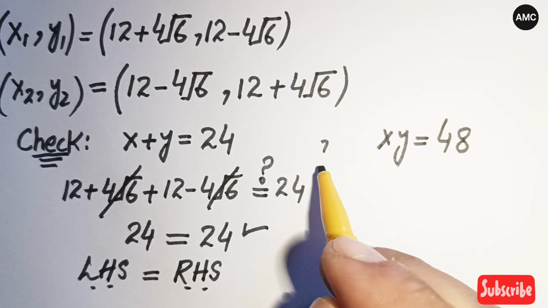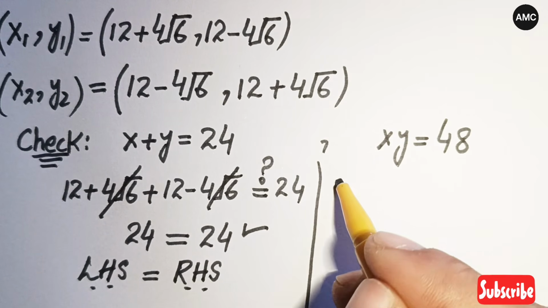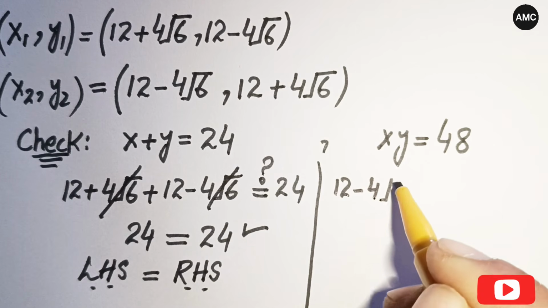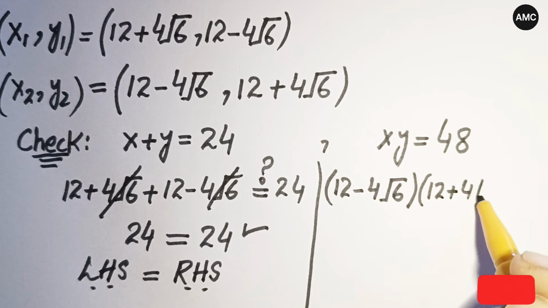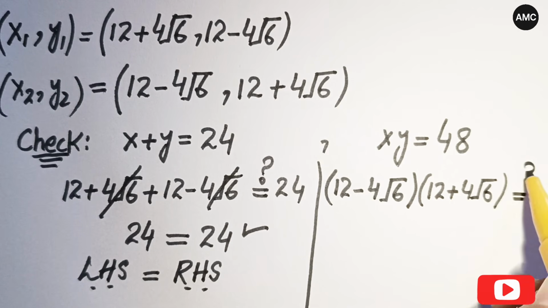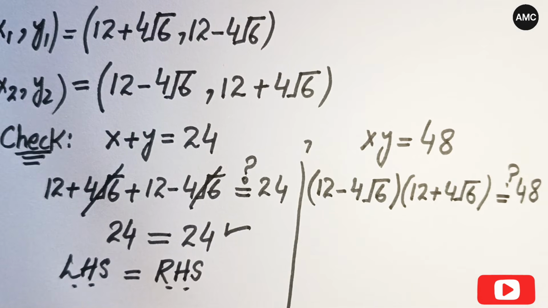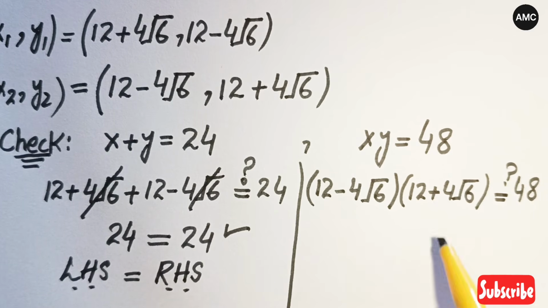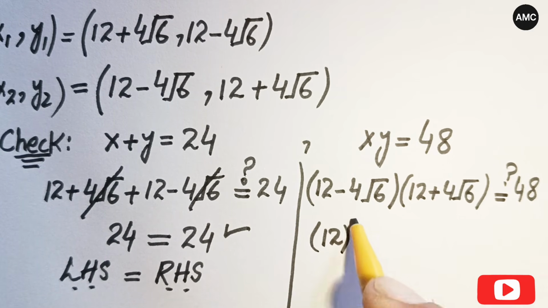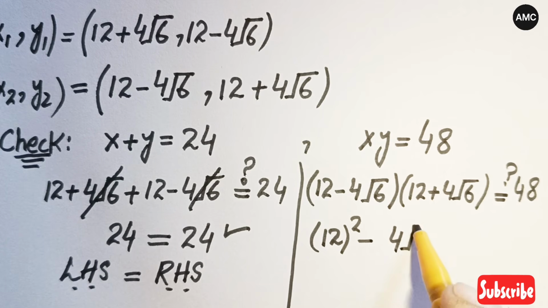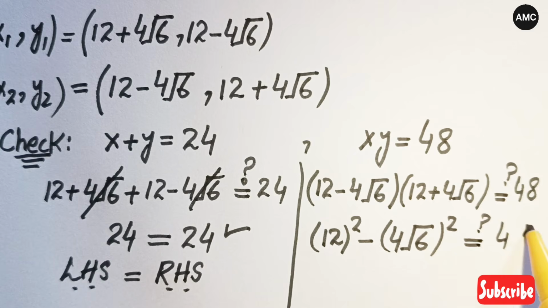Now, putting the same values of x and y in the second equation. So here we have 12 minus 4 times square root of 6 times 12 plus 4 times square root of 6. Is it equal to 48? Now, here we see that a minus b times a plus b is equal to a squared minus b squared. So 12 squared minus 4 times square root of 6, whole squared. Is it equal to 48?